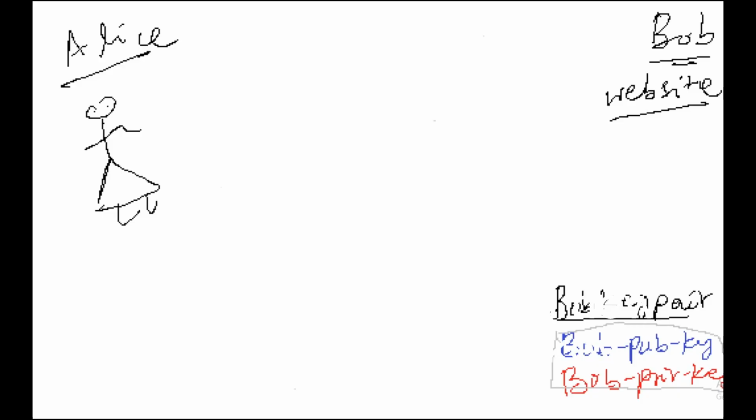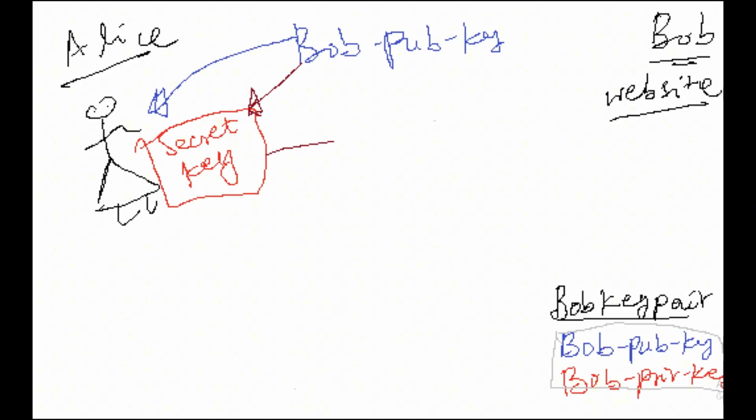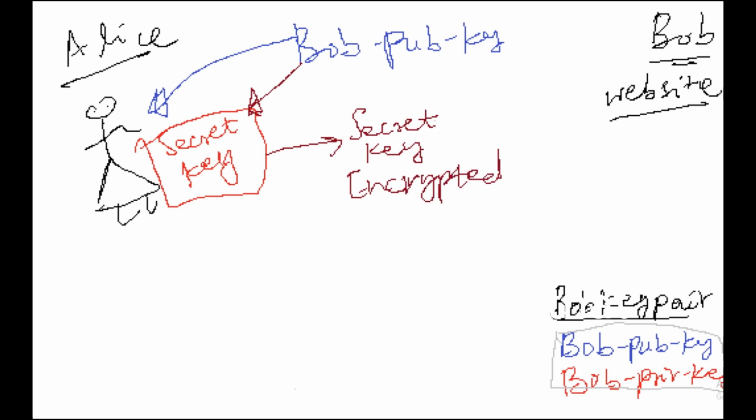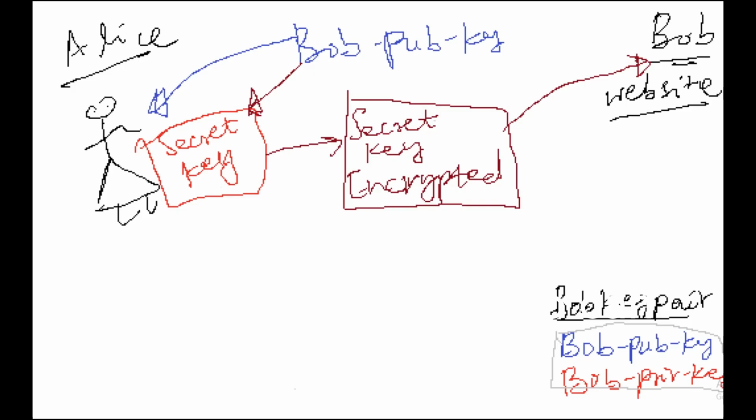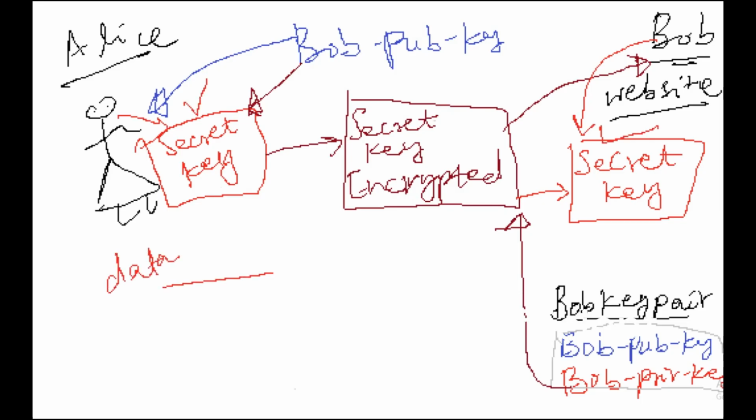Alice then generates a new random symmetric key. She takes this new key and encrypts it using Bob's public key. She then sends this encrypted key to Bob. Since only Bob has a private key that corresponds to that public key, he is the only one who can decrypt it and get the symmetric key. Now both Alice and Bob have the same secret key. They can continue their communication using the fast and efficient symmetric encryption.